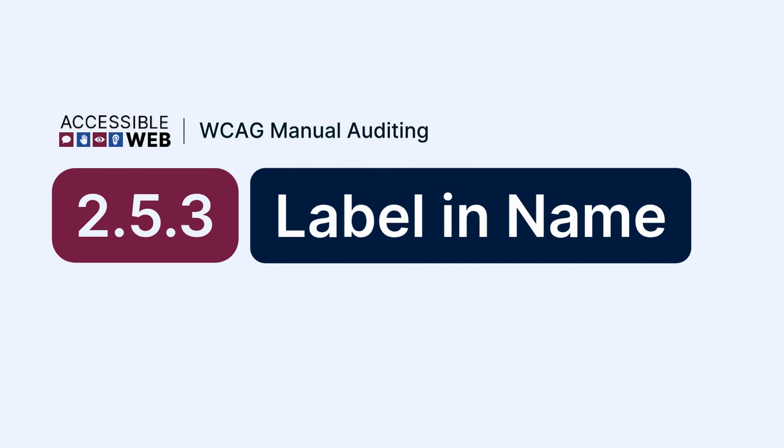Accessible Web, WCAG Manual Auditing. Success Criterion 2.5.3 Label and Name.